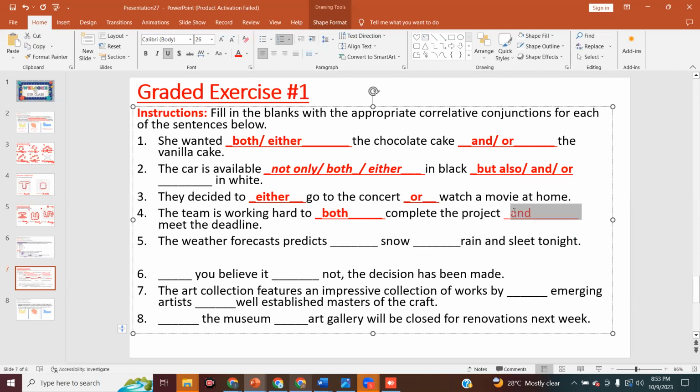What else have y'all got for this one besides both and? Not only. I have not only. The team is working hard to not only complete the project, but also meet the deadline. Very good. Anything else?